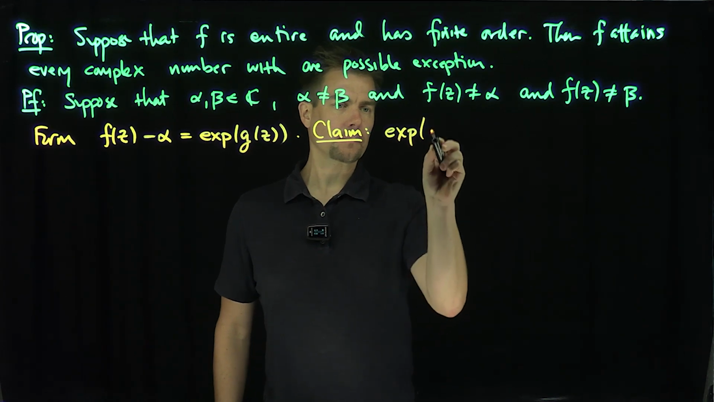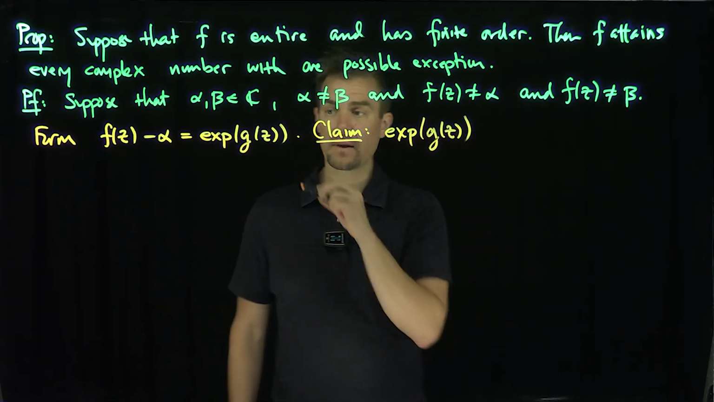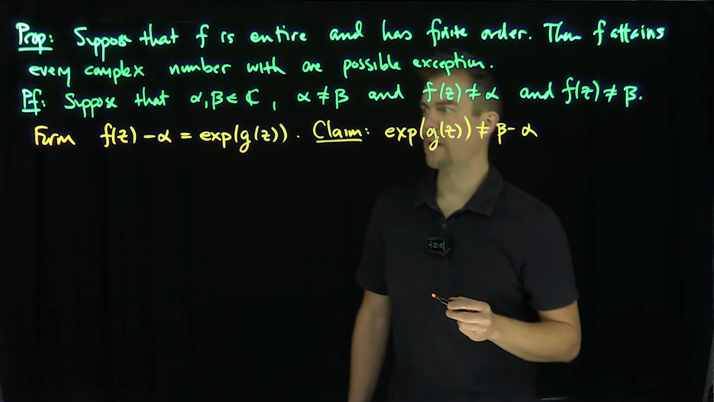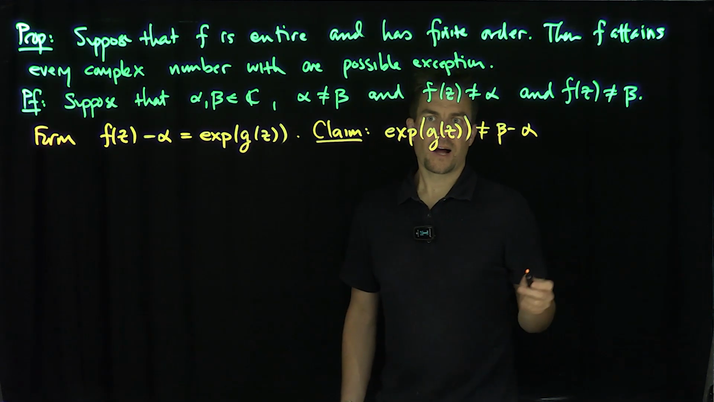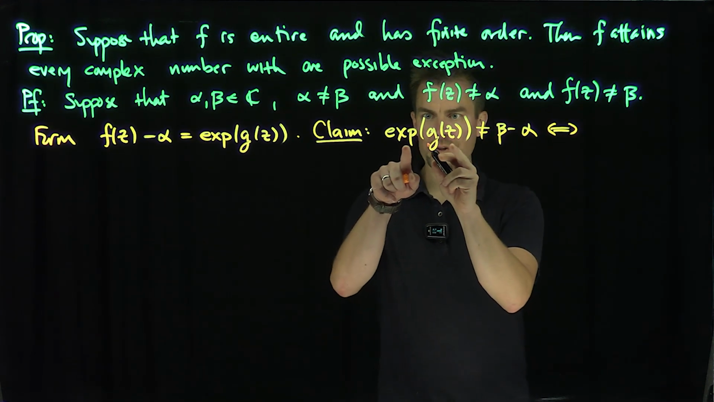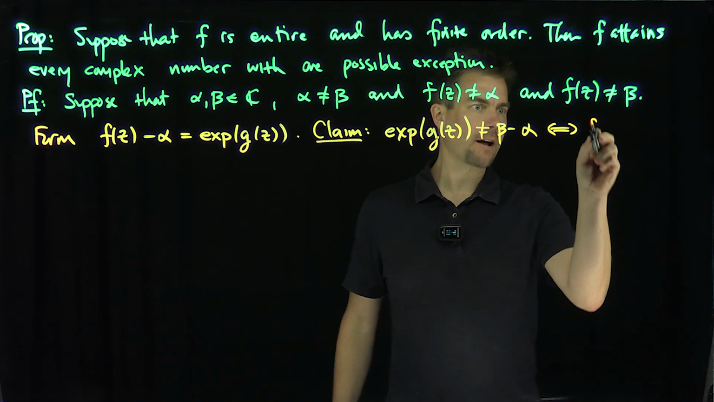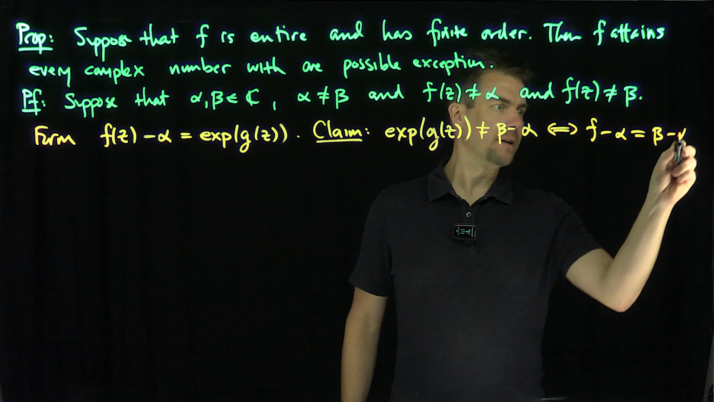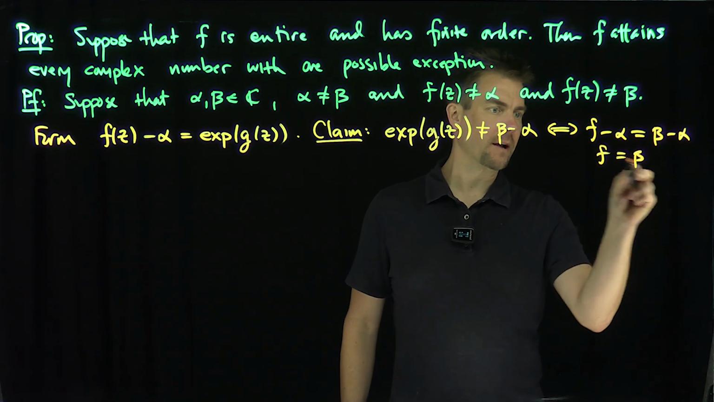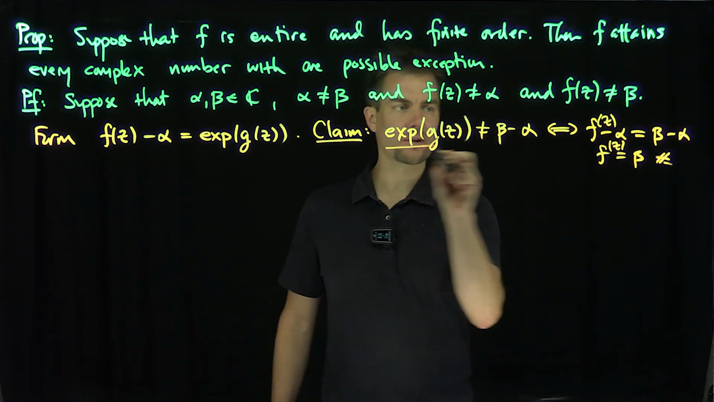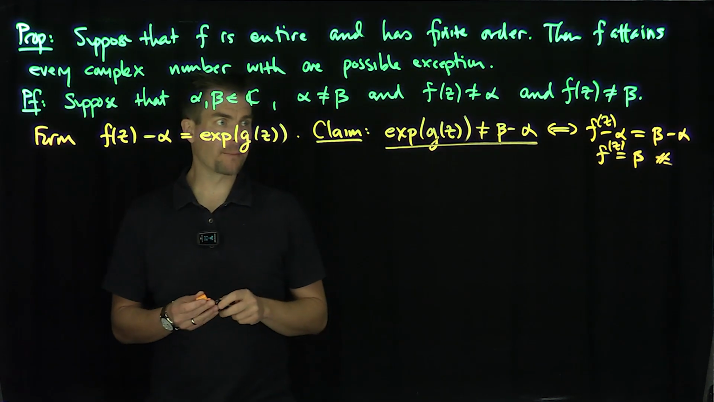exponential of g of z is not equal to beta minus alpha, right? Well, why not? Because exponential of g of z is f minus alpha. So this says that f minus alpha, if it was equal to beta minus alpha, would say that f of z is equal to beta, and that's a contradiction. So this thing over here cannot be equal to beta minus alpha.